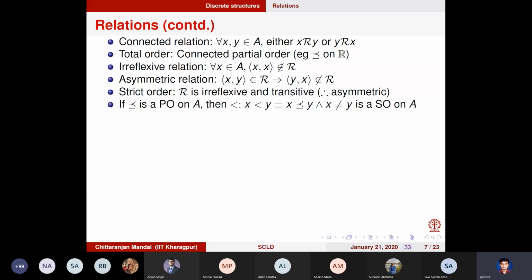Similarly, if less than is a strict order, then I can define a new less than or equal to relation as follows. I'll say x is related to y under less than or equal to if x is less than y or x is equal to y. So here also I just slightly extend this definition by ORing it with the equal to condition. Then this new relation is a partial order. And this you can take any example, you can work this out. Say divisibility. Divisibility is a partial order. And if you don't consider a number dividing itself, then it becomes a strict order.